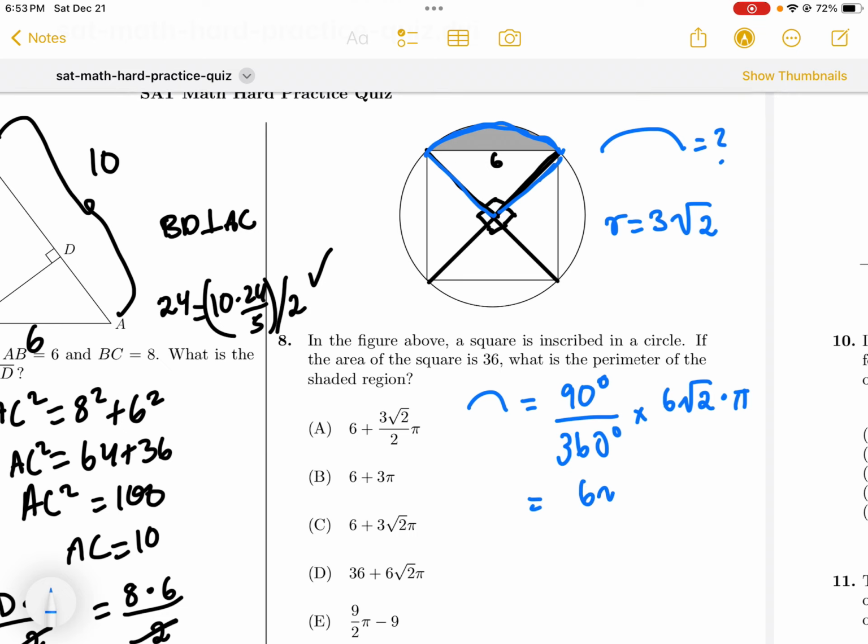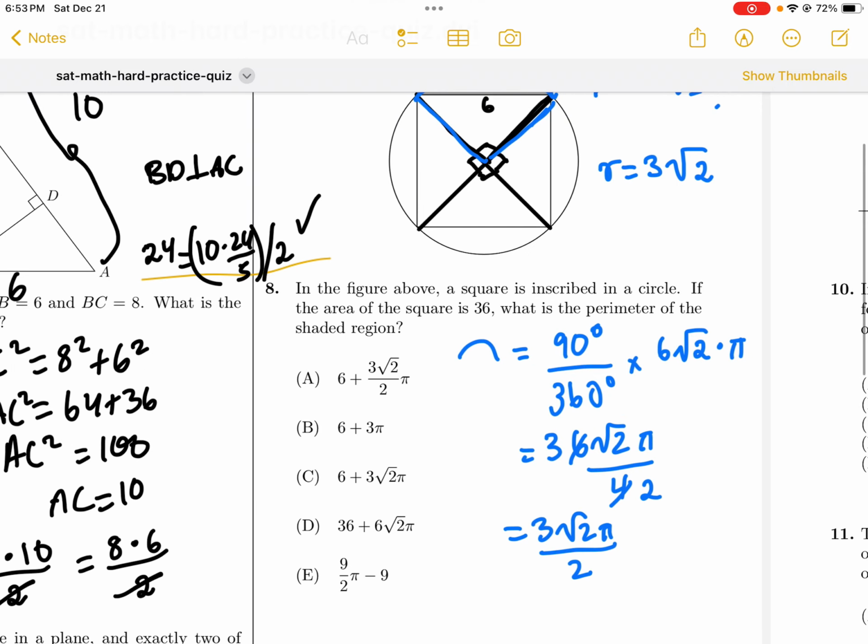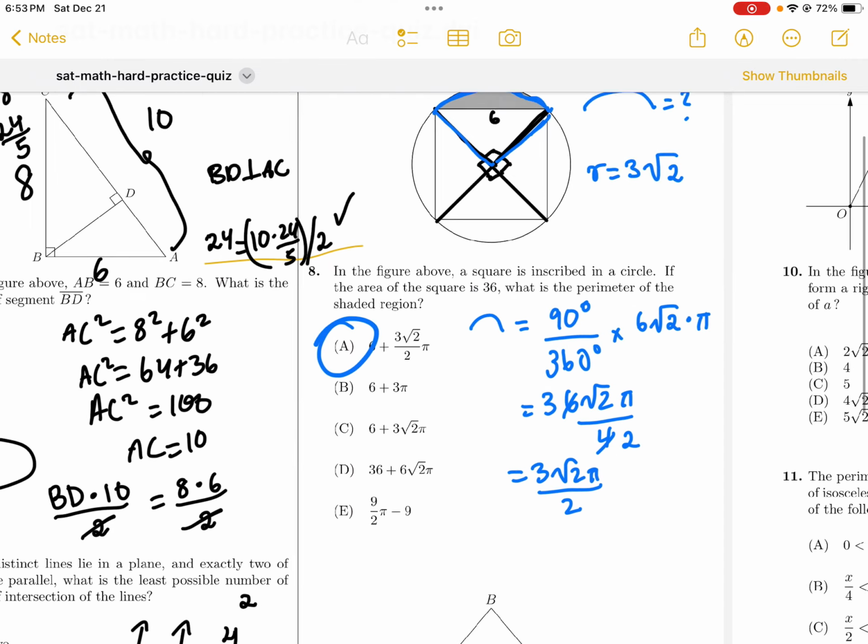Now this is just equal to 6 root 2 pi, all divided by 4. This is 3 root 2 pi divided by 2. I'm going to rewrite that. And we have to add 6 to it to find the perimeter. So our perimeter will be 6 plus 3 root 2 over 2 pi, and that's answer choice A. Now, let's keep moving.